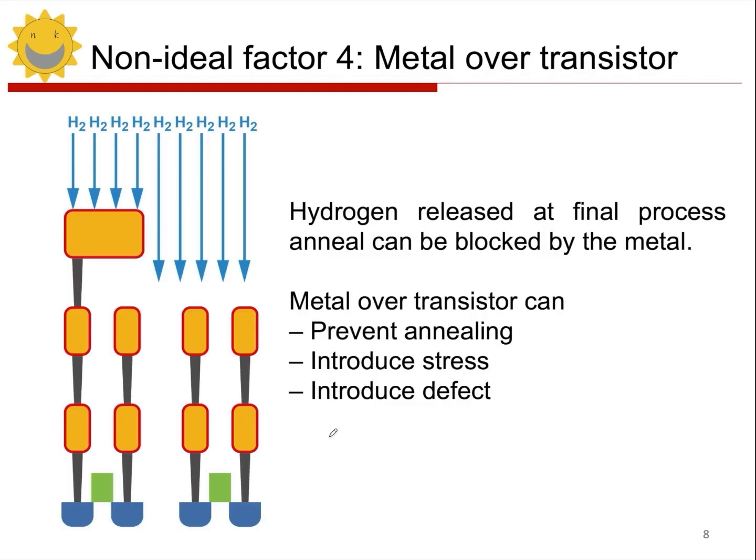Now let's take a look at the fourth one, which is the non-ideal characteristic. This is called the metal over transistor. The metal over transistor means that we have metal covering the transistor. This will also cause some variations. So why does this happen? This brings us to a process called annealing, right? Annealing is a crucial step.